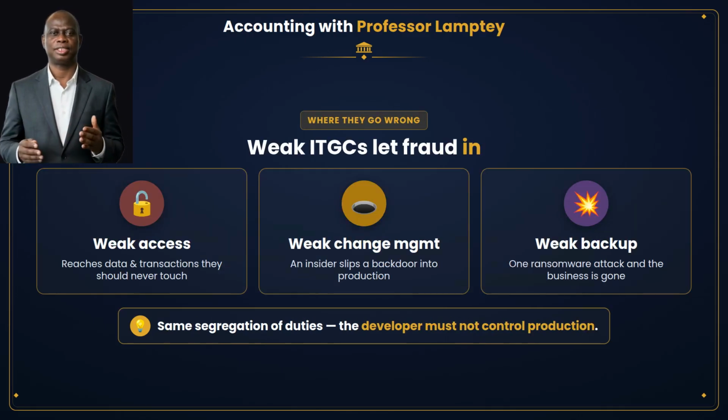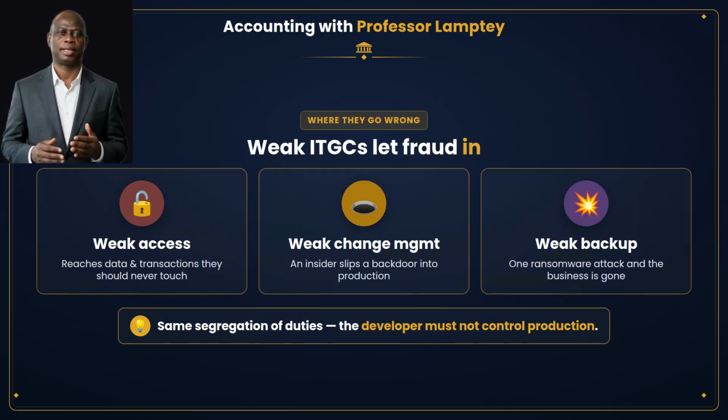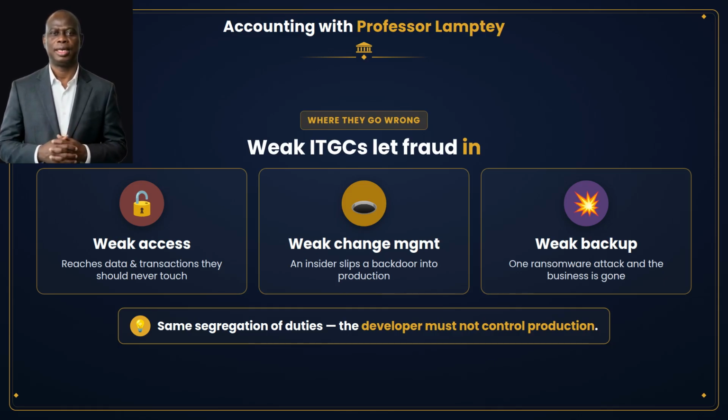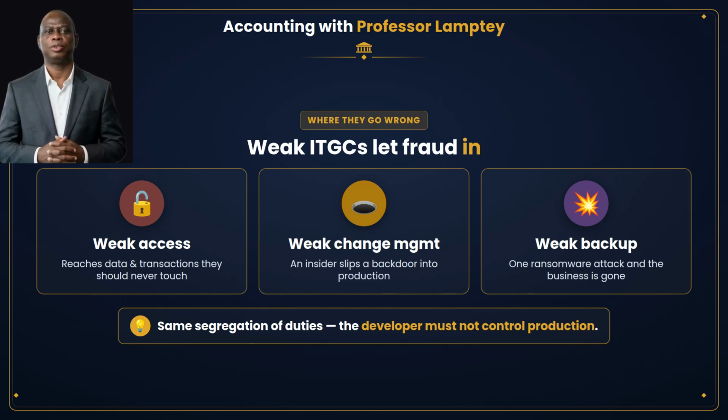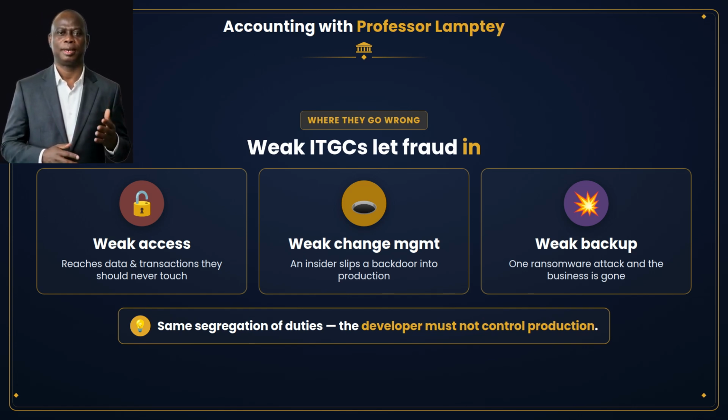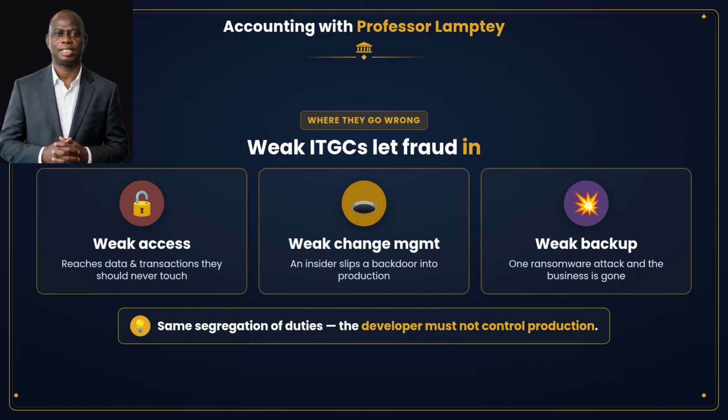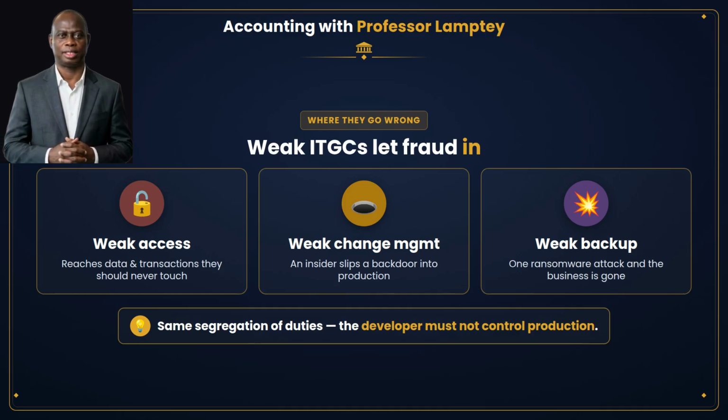And where ITGCs are weak, here's what walks in. Weak access controls. Someone reaches data or transactions they should never touch. Weak change management. An insider slips a backdoor, malicious code into production. Weak backup and recovery. One ransomware attack and the business is gone. Notice the theme. The same segregation of duties we saw in the cycles shows up here in IT. The developer must not control production, just as the cashier must not control the records.